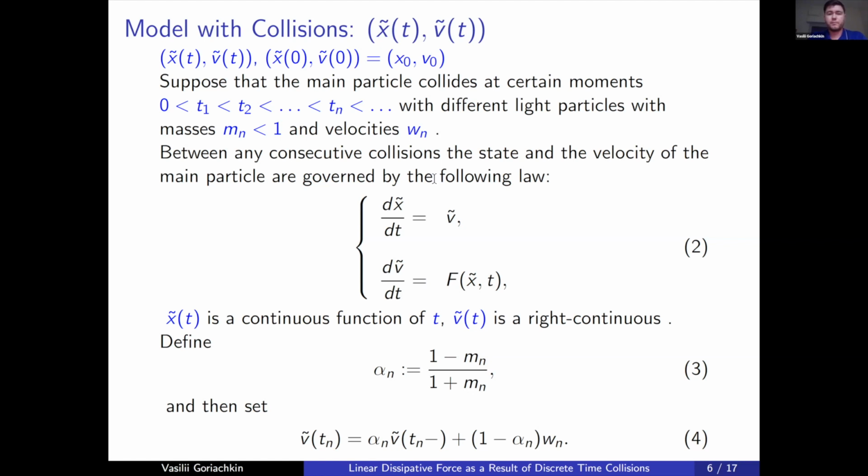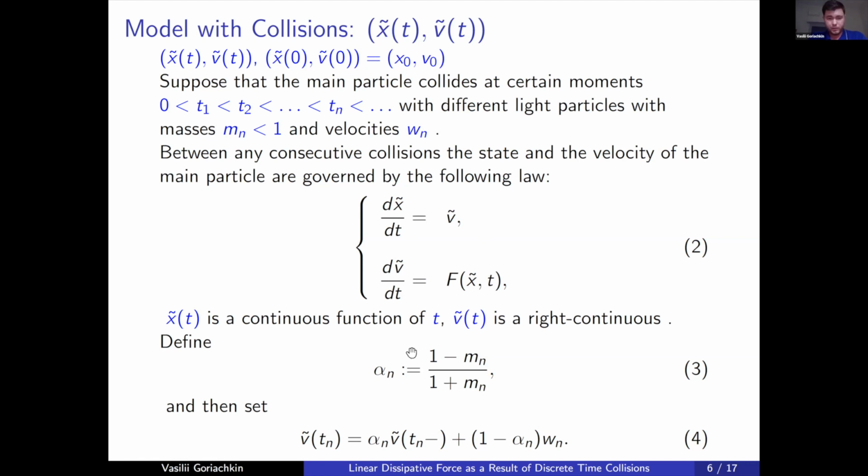But between collisions, our particle moves according to the following law. Only this force, which is the same as in the friction model. But in this case, we don't have the term minus AV, so we don't have friction. This is the external force, but we don't have the friction force minus AV. And we assume that these collisions are elastic.